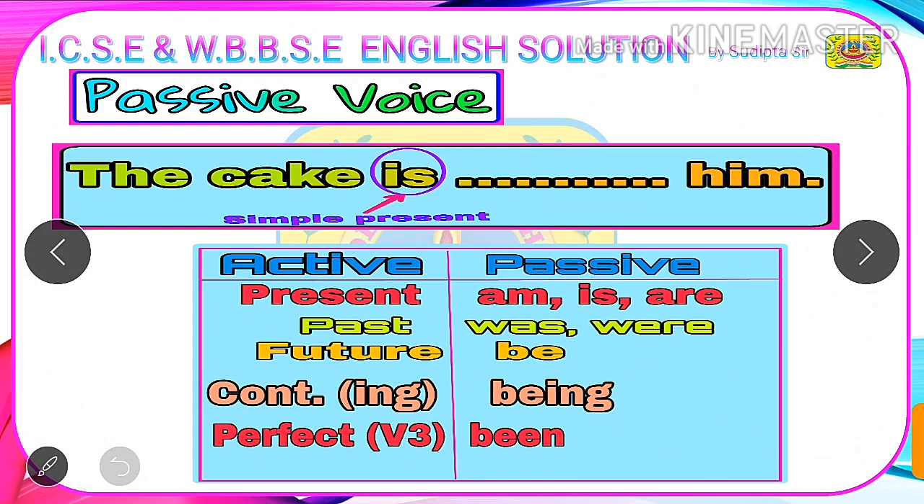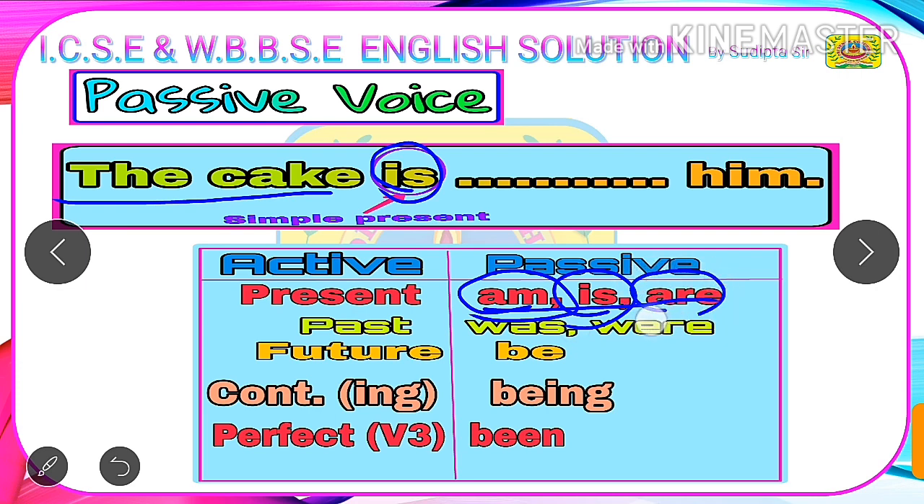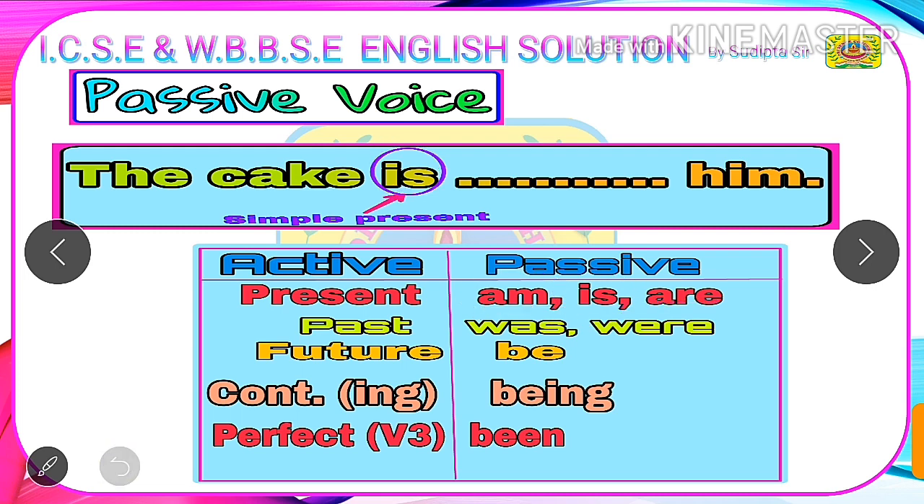So students, as our new subject is singular, we have used is, that is the singular verb. We use am with the subject I, is with the singular subject, and are with you and other plural subjects. So students, as our tense in the active voice was simple present, we have to choose the to be form of simple present tense, that is am, is, and are.